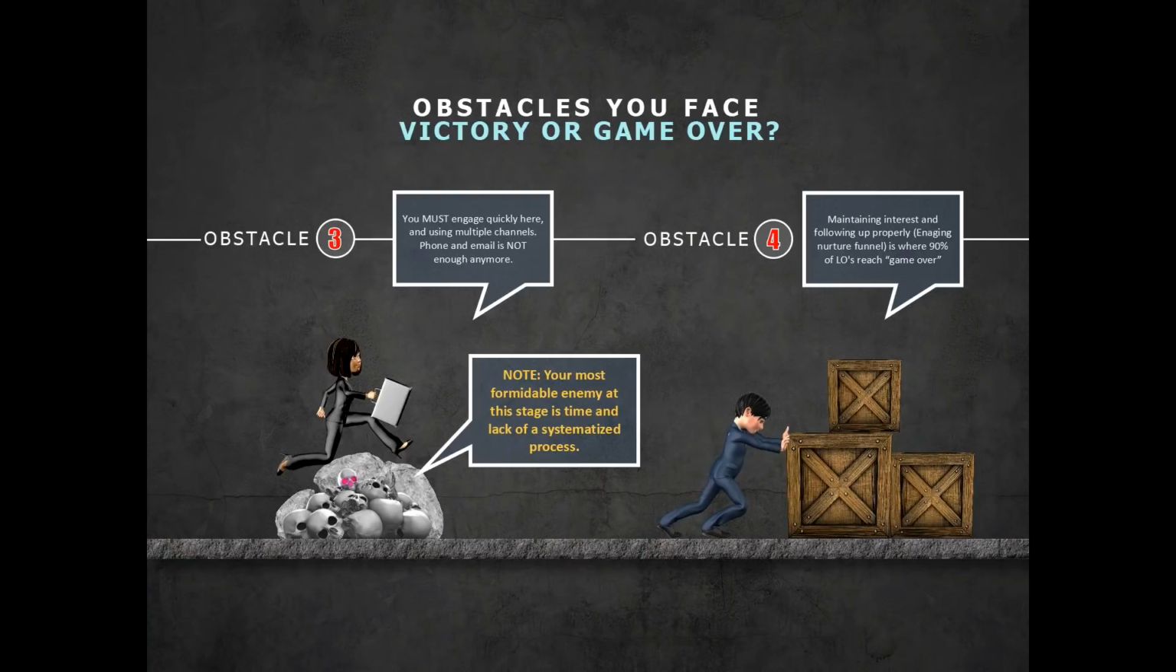Okay. So obstacle three is we must engage quickly here, and we must use multiple channels. Phone and email is not enough anymore. So this is follow-up. Once we get the lead, our follow-up needs to be rapid, and we cannot just rely on phone and email anymore, not in today's marketplace. At the bare minimum, you've got to throw texting in there. If you're not texting, then you're probably pulling your hair out, wondering why so few people respond to emails.